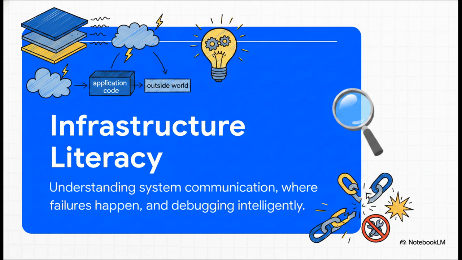Here's the real secret, though. You absolutely do not need to be a site reliability engineer or some Linux kernel hacker or a network admin. You just need what we call infrastructure literacy. It basically means understanding those critical layers where your application code collides with the outside world. It's about knowing exactly where failures happen so you can actually debug them intelligently instead of just throwing your hands up.